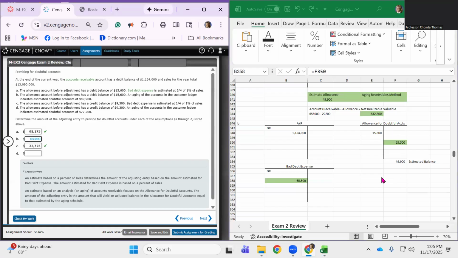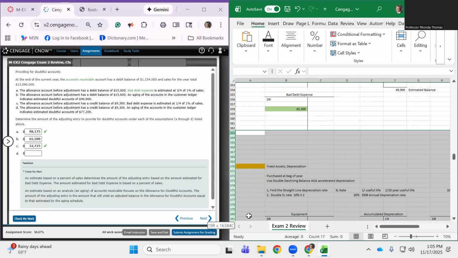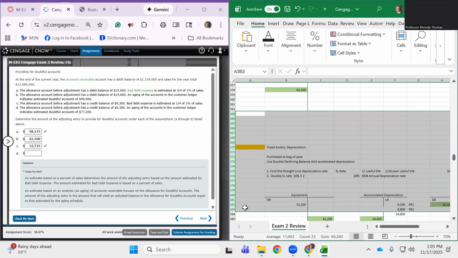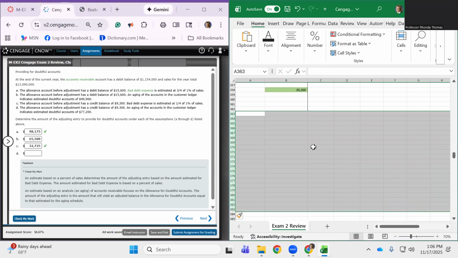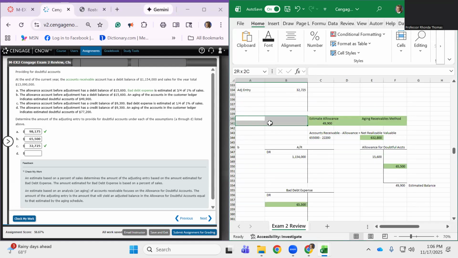Now I'm going to do this one more time, one more time for D, and it's going to have a different beginning balance, the allowance will. So let's just take this whole thing with us for B.